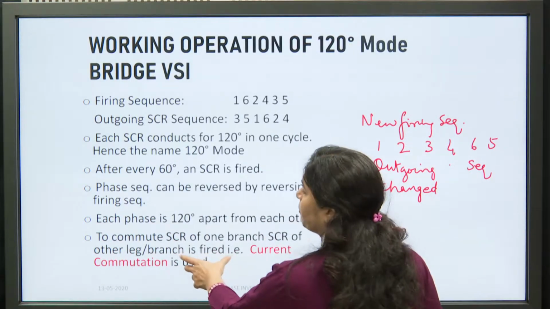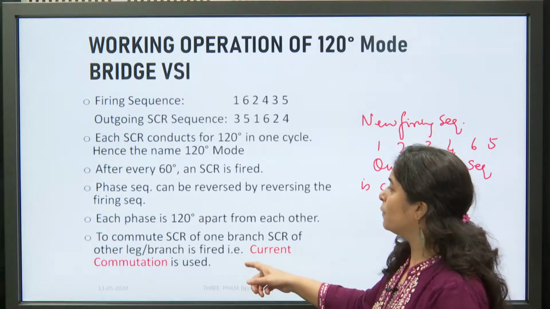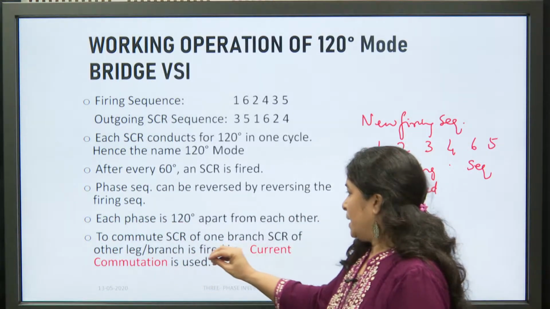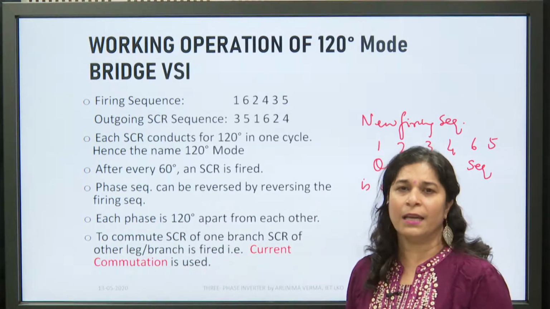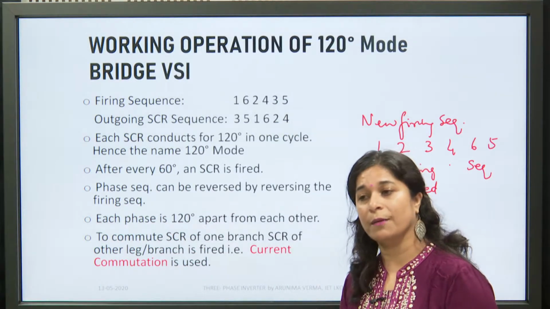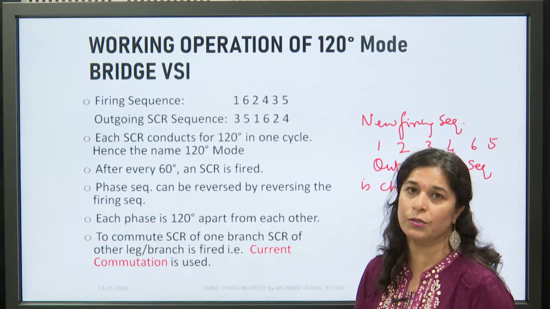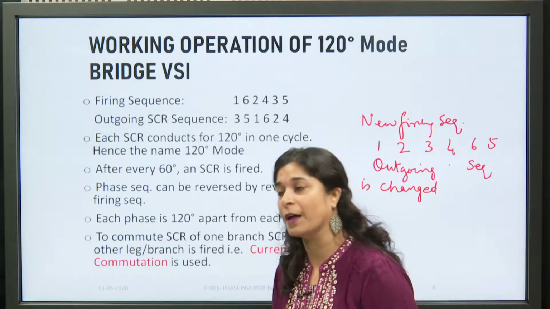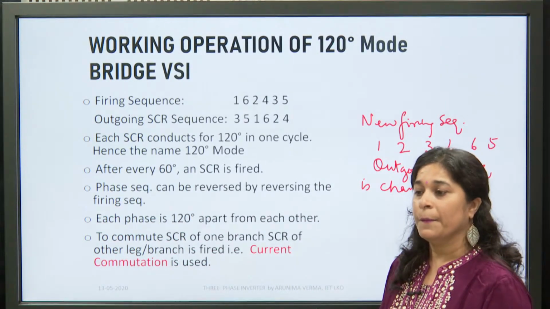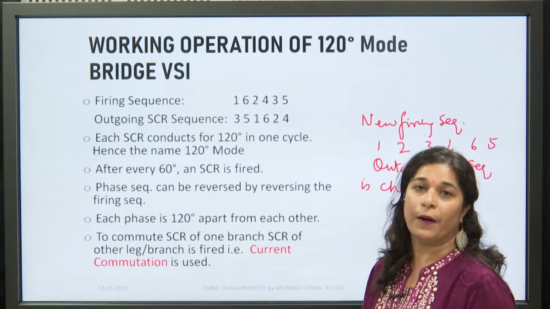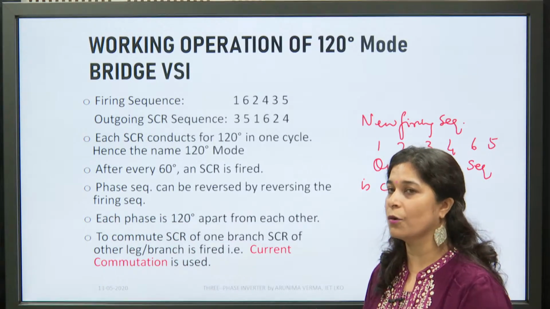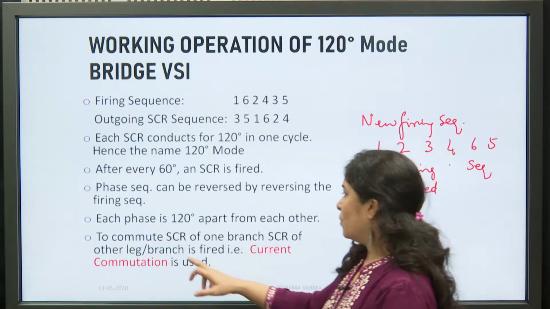Now, the most important part in case of 120-degree mode or in case of a 3-phase bridge inverter is the commutation part. In any case, if we are studying the power electronics subject and the operation of SCR or any other such semiconductor device, we have to look into the factor that these devices are turned off properly. Once you fire another SCR, you will have to ensure the previously conducting SCRs are already turned off.